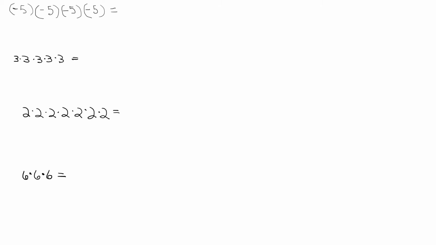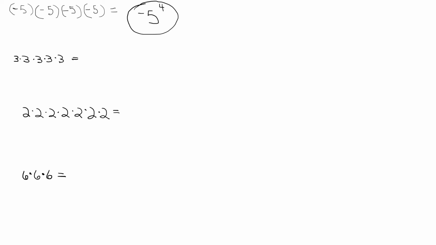So the first example, we have negative 5 times negative 5 times negative 5 times negative 5. Can't we say that negative 5 is the base? And how many negative 5's do we see there? 1, 2, 3, 4. Negative 5 has been raised to the fourth power. Okay? Let's go down here to the next one.